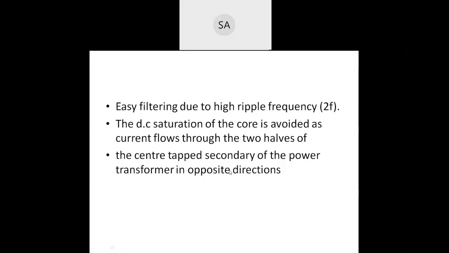So here the saturation of the core of the transformer is avoided, because the current flows through the two halves of the center tapped secondary of the power transformer in opposite directions. During the positive cycle, the current is flowing in the upper secondary of the transformer, and during the negative cycle in the lower secondary winding. The upper and lower secondary windings carry current in opposite directions.